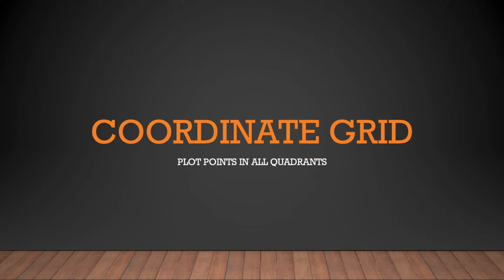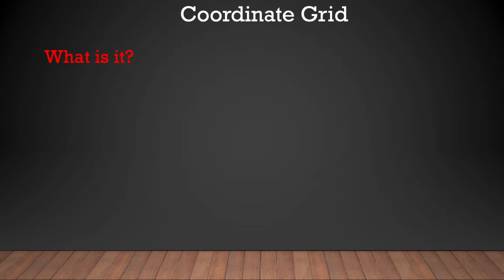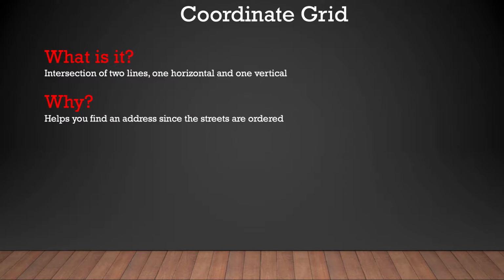Coordinate grid: plot points in all quadrants. What is it? The intersection of two lines, one horizontal and one vertical. Why? It helps you find an address since the streets are ordered.